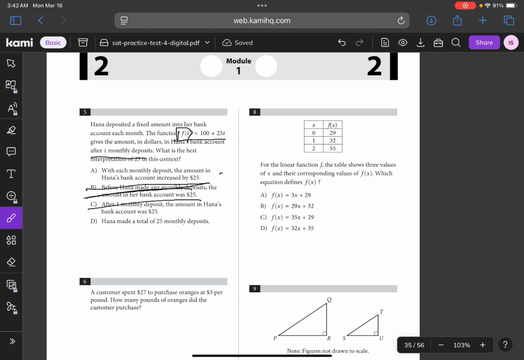This is a trick. Well, we know that T is the amount of monthly deposits, and T is also in the equation. So 25 is with T. It's not T. So 25 would be A.